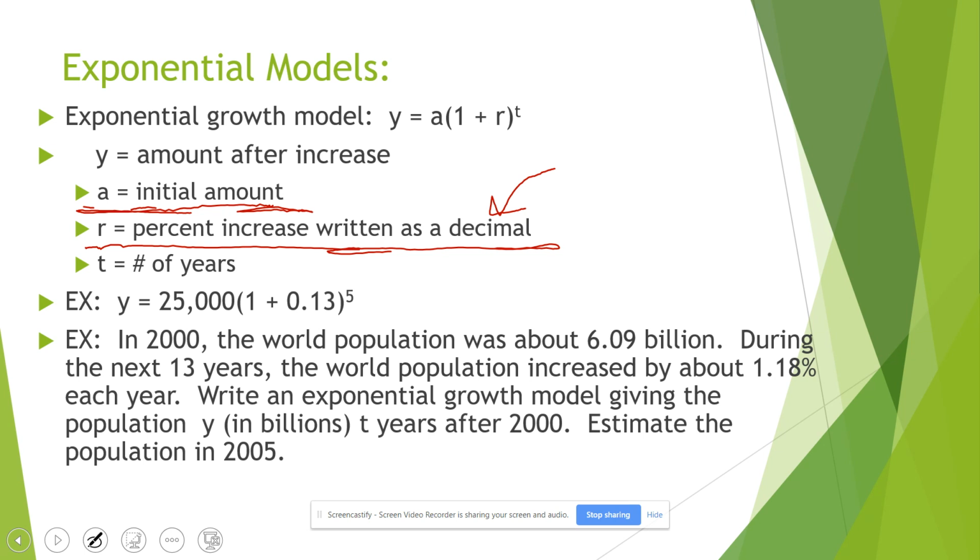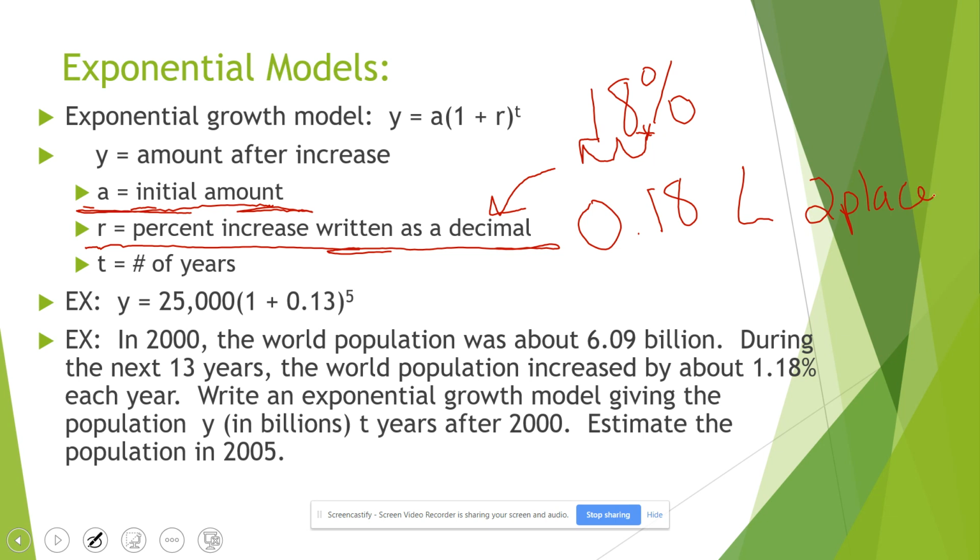So let's go back and remember that anytime we want to change a percent into a decimal, let's say it's 18%, and the decimal technically is right here, we always move the decimal left 2 places to get the decimal part that we would put in for R. So left 2 places. And then T is the number of years that you're going to leave it invested for.